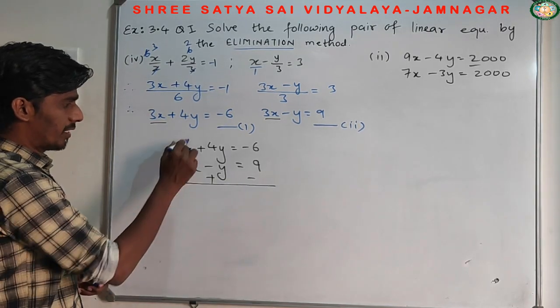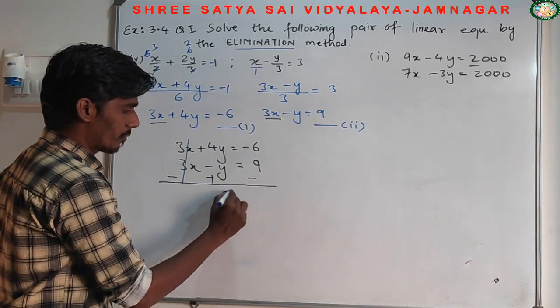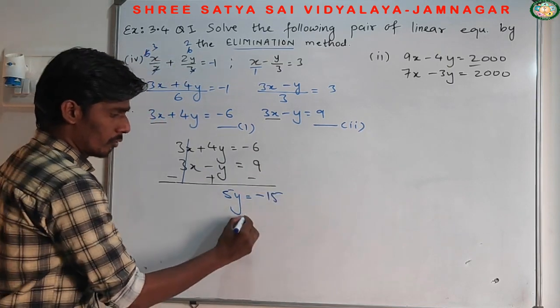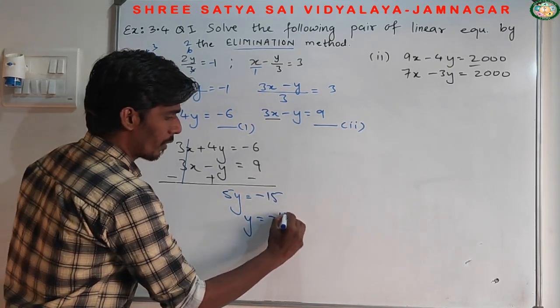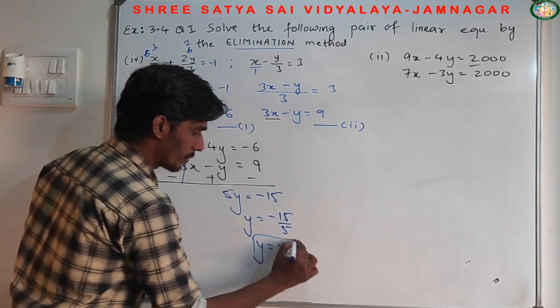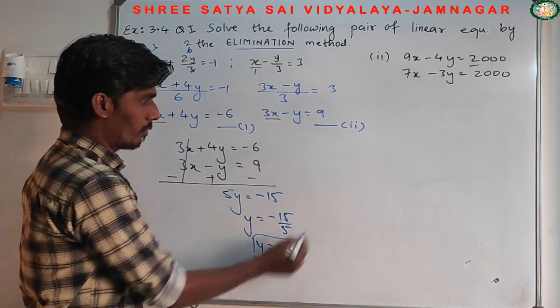So plus 3x minus 3x get cancelled, plus 4y plus y is what? 5y, and this is what? Minus 15. So y equals minus 15 upon 5, y equals minus 3. So this is the way we got the solution for y.